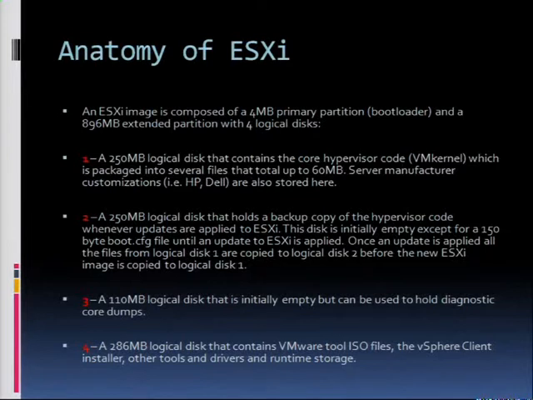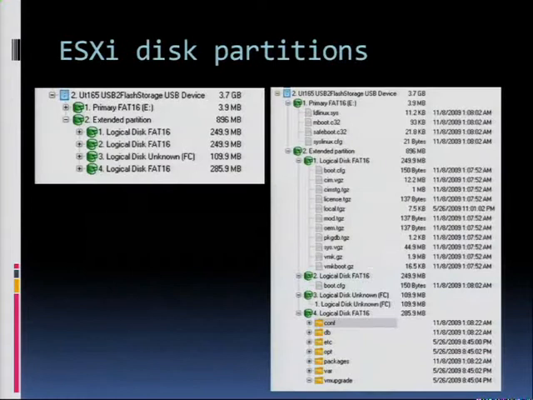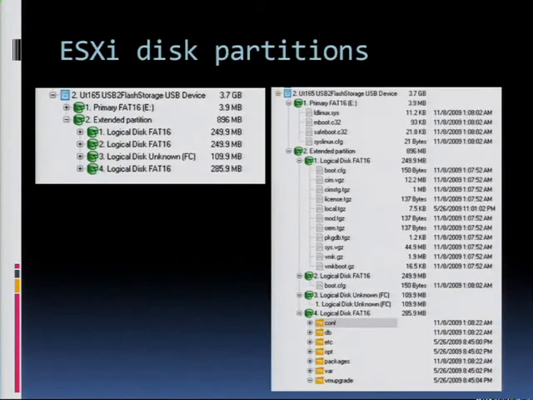The third partition is a 110 megabyte logical disk that is initially empty, but it can be used to hold diagnostic core dumps. And the fourth partition is a 286 megabyte logical disk that contains things like VMware Tools, the ISO files, the vSphere client installer, which actually is not packaged anymore with the 4.1 version, and other tools and drivers and runtime storage. This is basically a visual if you've popped an ESXi flash drive into a Windows server to browse the partitions.